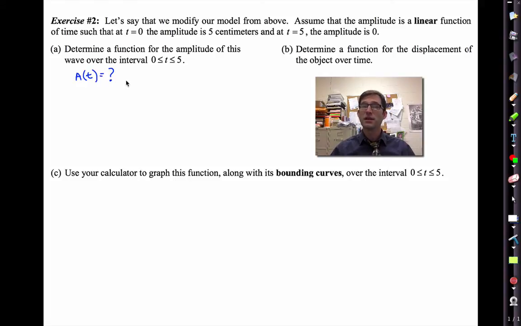Pause the video. It's a linear function. You should be able to do it. Pause the video now and see if you can come up with that function. All right, let's go through it.